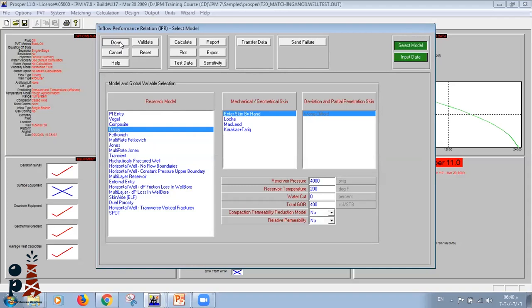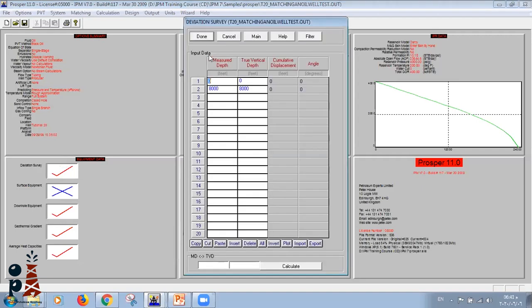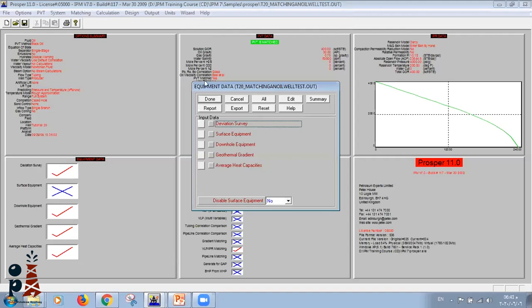So here is the equipment data. And as we can imagine, this section is important to draw the VLP. I need a deviation survey. Here's a simple deviation survey, but normally we have a long deviation survey with changes in angles, but here it's only a vertical angle for simplicity, a vertical well.